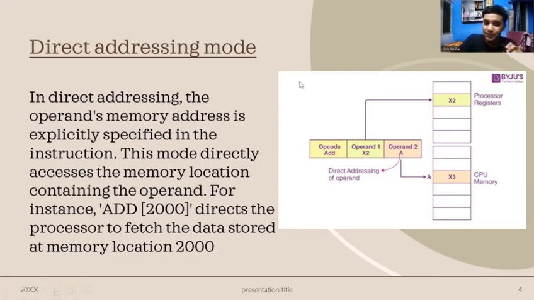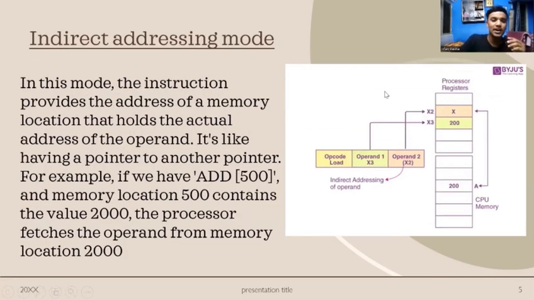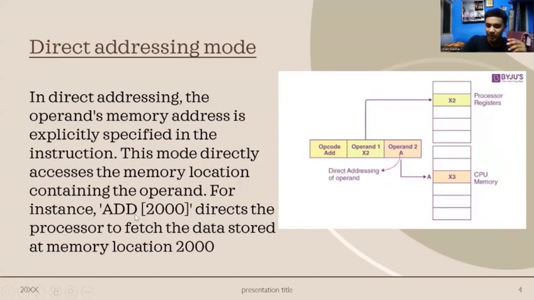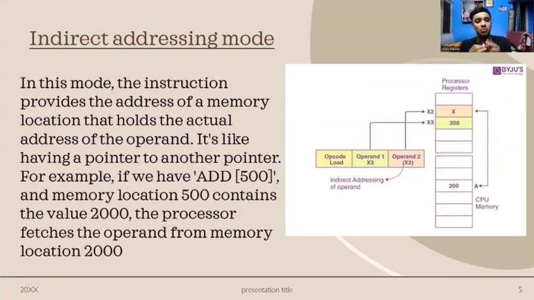Let us move on to the next addressing mode. The next addressing mode is the indirect addressing mode. As we've gone through direct addressing mode, what did we understand? That it is very simple, that we are fetching data which is present at the memory location. So, what does indirect addressing mode tell us?